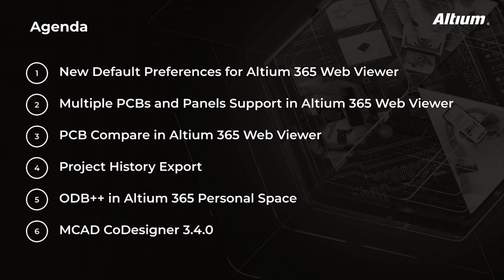We're going to start off with a couple of new features dedicated to our Altium 365 web viewer. To start off, we have new default preferences, followed by multiple PCB and panel support within the web viewer itself. Lastly, we have the PCB compare functionality being added to our web viewer functionality. From there, we look at the project history export located inside Altium Designer. Additionally, we have ODB++ support added in the Altium 365 personal workspace.